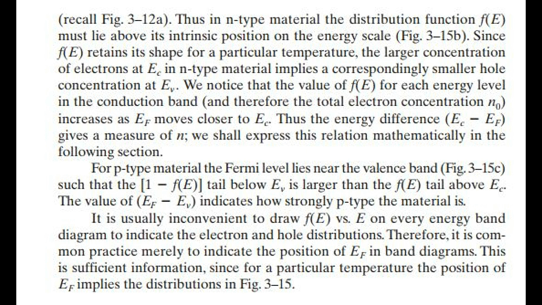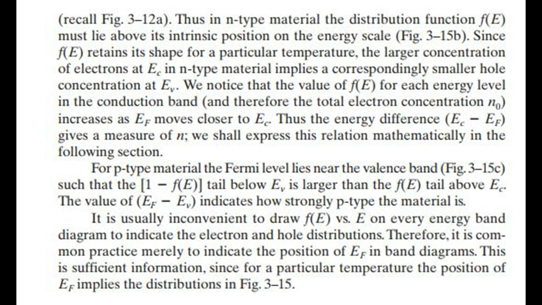For p-type material the Fermi level lies near the valence band, Fig. 3-15c, such that the 1 − f(E) tail below EV is larger than the f(E) tail above EC. The value of EF − EV indicates how strongly p-type the material is.